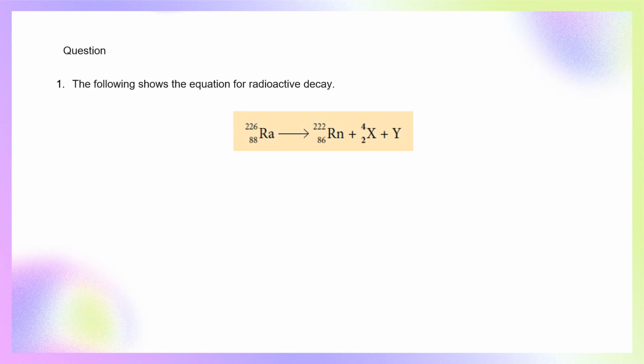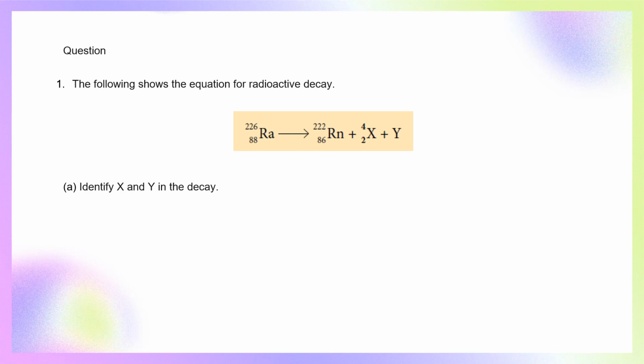Next, let's answer questions related to our lesson today to test our understanding. Question number 1. The following shows the equation for radioactive decay. Ra-226 with proton number 88 undergoes the decay process and produces Rn-222 with proton number 86 plus X-4-2 plus Y. The question is: identify X and Y in the decay.